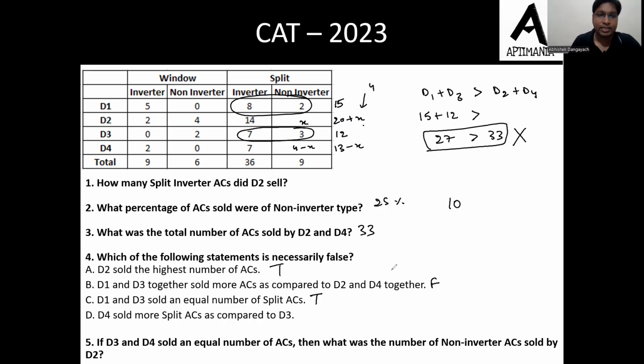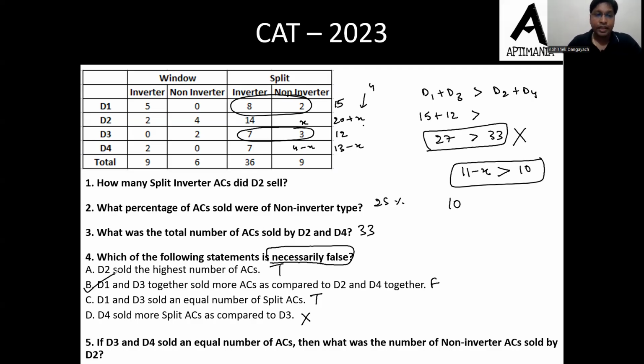D4 sold more split AC as compared to D3. The split AC by D4 is 11 minus x, and this value is greater than split AC of D3. D3 is 10. Now, as we are not sure about the value of x, it can be 0 and the maximum value can be 4. So we are not sure about the value of x, so we cannot comment anything on this. And in this question, it is asked that it must be necessarily false. So we cannot comment anything for this one. So we were asked about the false statement, definitely false statement, that is obviously B.